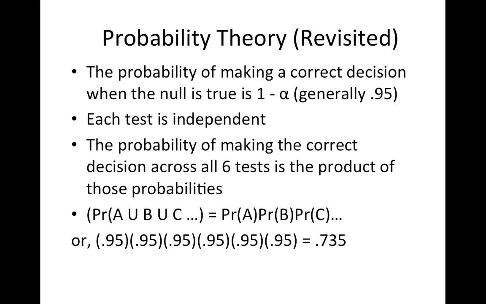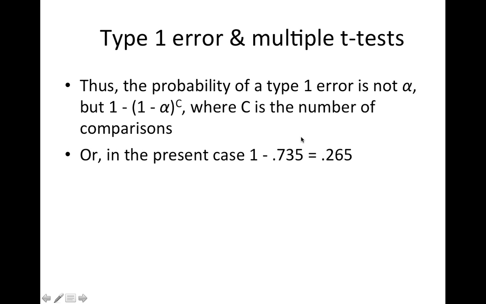Now, if we assume that each test is independent, then the probability of making the correct decision across all six tests when the null is true is the product of those probabilities, meaning it's the probability of making the correct decision in the first comparison times the probability of making a correct decision in the second times the third times the fourth. It winds up the probability is no longer 0.95 across six comparisons, but 0.735. Thus, the probability of a type 1 error is not alpha, but is 1 minus the probability of making a correct decision. Or in this case, it gets elevated. We increase alpha inadvertently to 0.265.